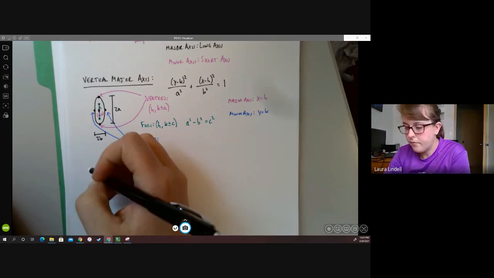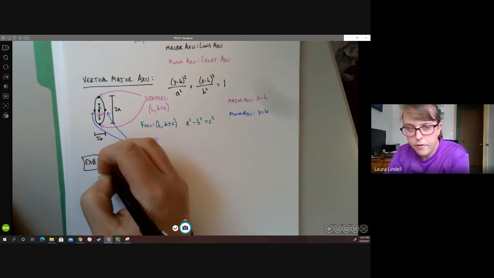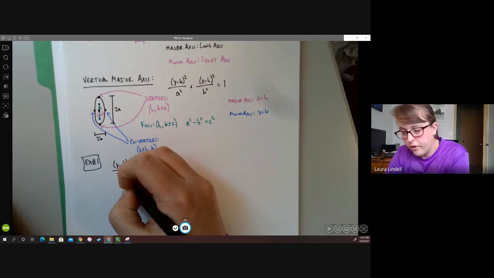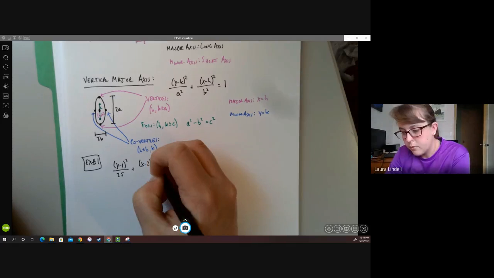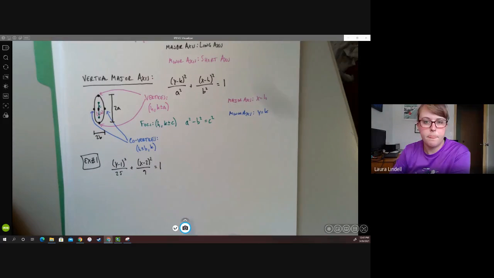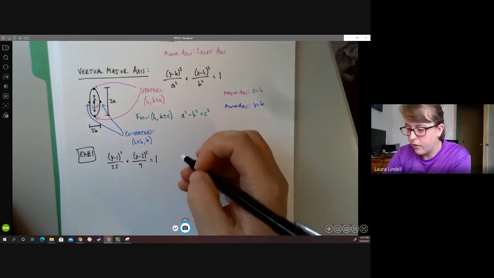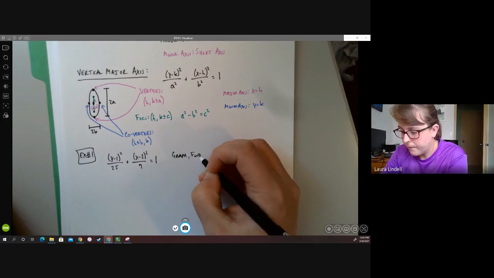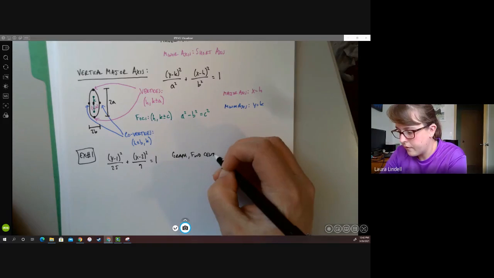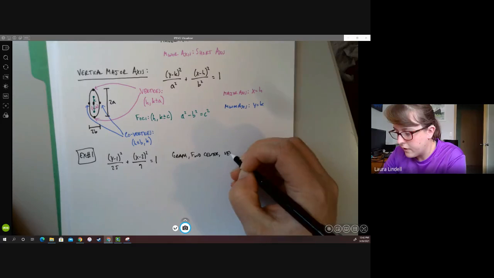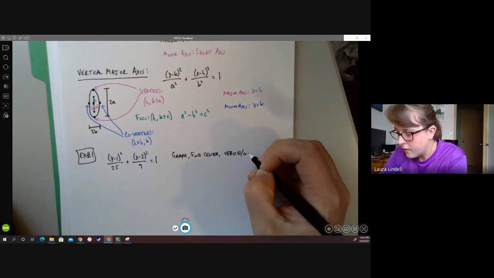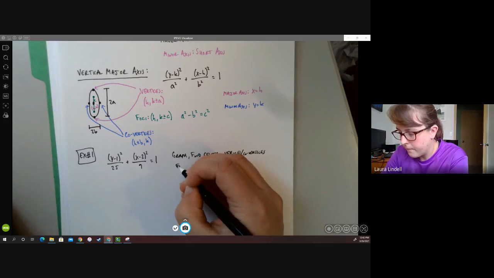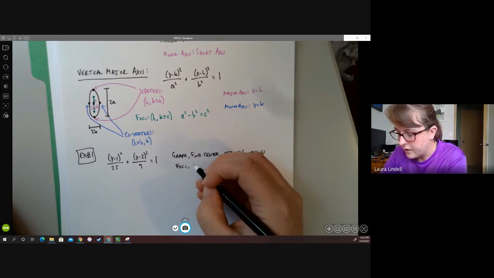So first example, we're going to take the equation (y minus 1) squared over 25 plus (x minus 2) squared over 9 equals 1. And we are going to graph it. And we are going to find the center, vertices and co-vertices. We'll find the foci and the length of the major and minor axes.